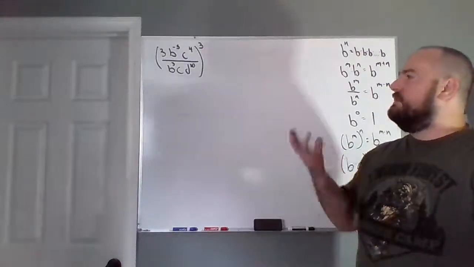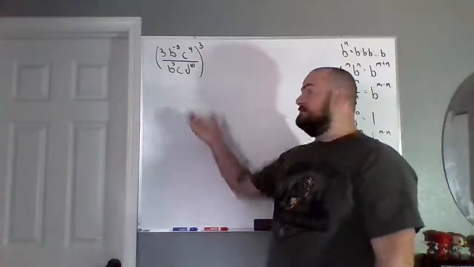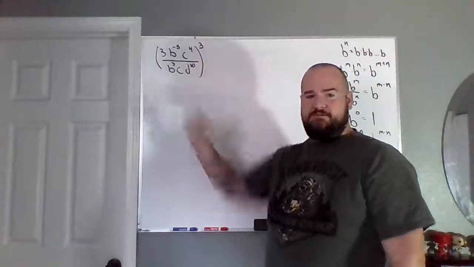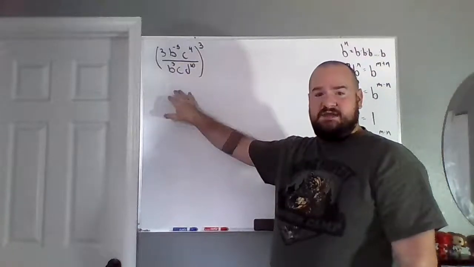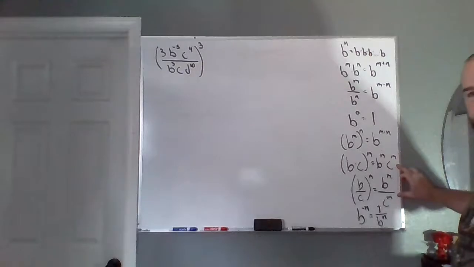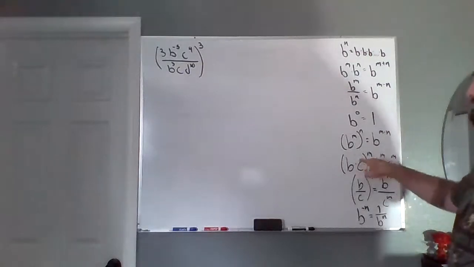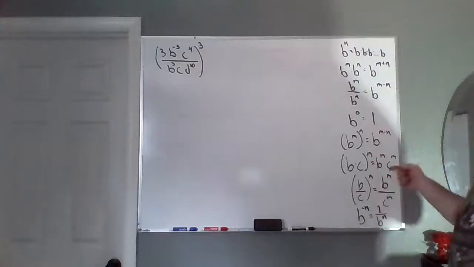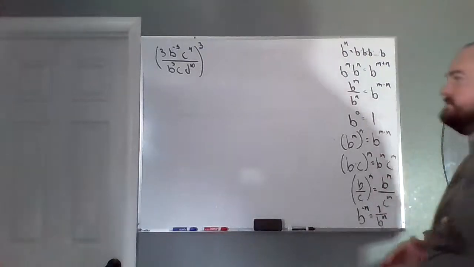So there's a lot of things we can do here. One of the things we can do is simplify everything as much as we can and then deal with our 3, or we can distribute our 3. Now, what we actually have going on here is a combination of both of these two situations. We have the product of things in the numerator and in the denominator, and we also have the quotient of things. But both say we can just distribute those exponents.